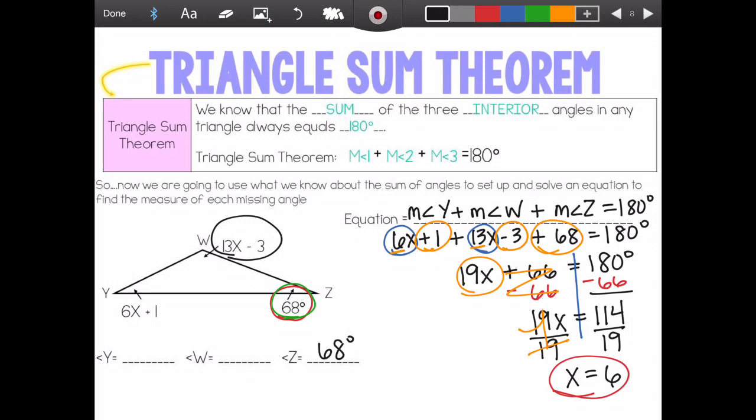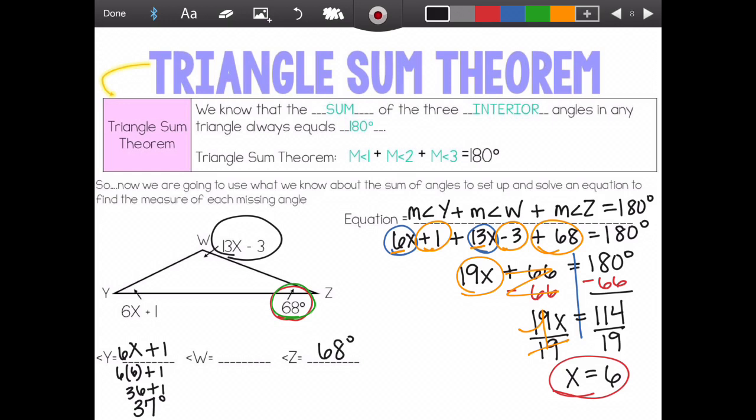So Y is 6x plus 1. And again, I know x now, so I can plug that in. 6 times 6 plus 1. 6 times 6 is 36, plus 1 is 37. Alright, so the measure of angle Y is 37.